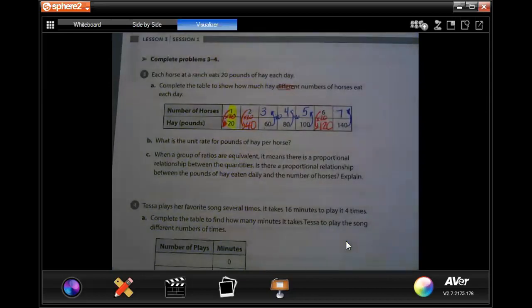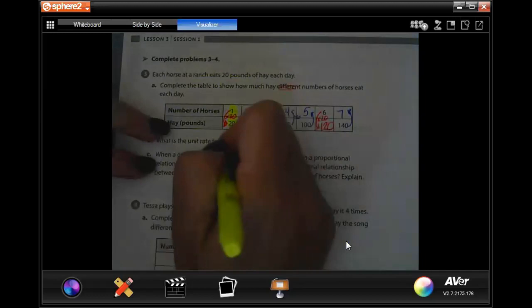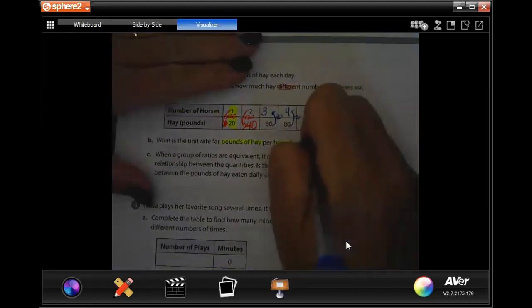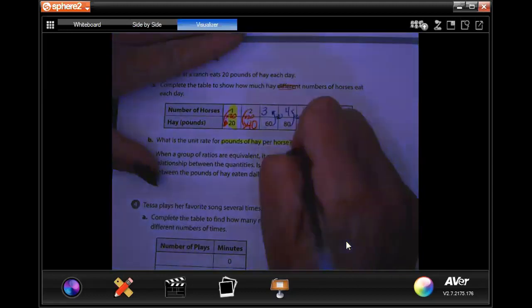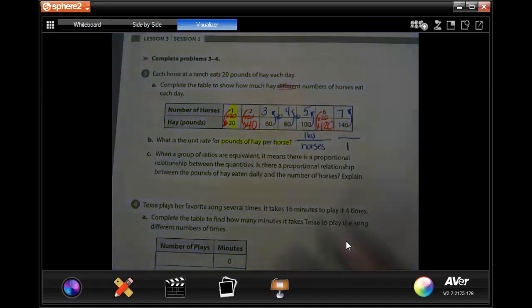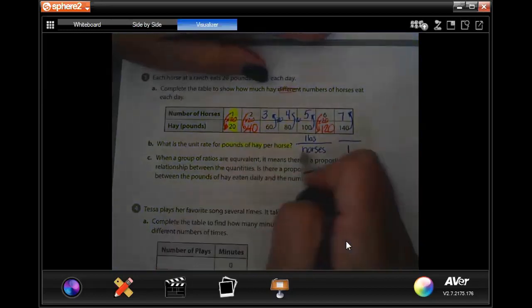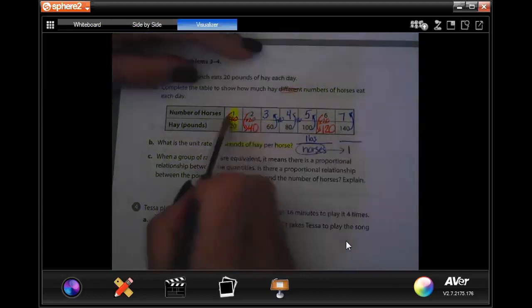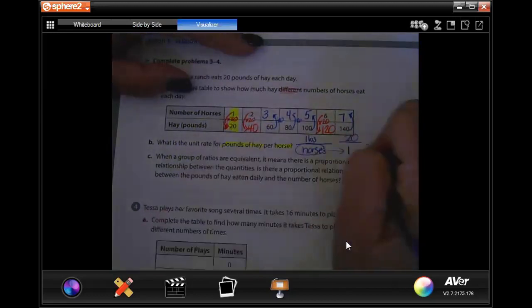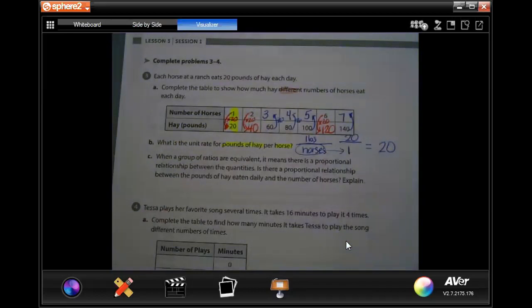So the first question says this: what is the unit rate for pounds of hay to horses? Okay, so we're looking for pounds of hay over horses. Now remember, to find the unit rate, we have to have 1 on the bottom. So if I go through, this right here represents horses. So here's 1 horse. So if I look at this, there it is. So my unit rate is 20. 20 pounds of hay for 1 horse.